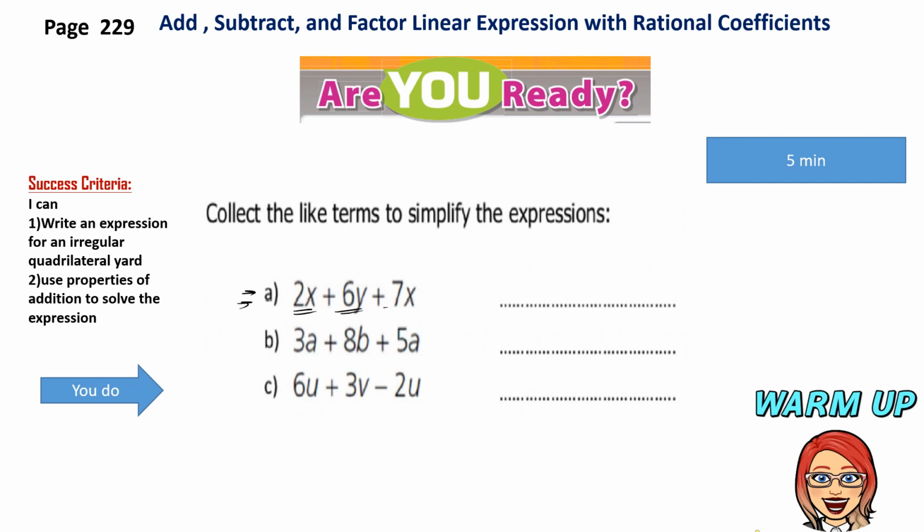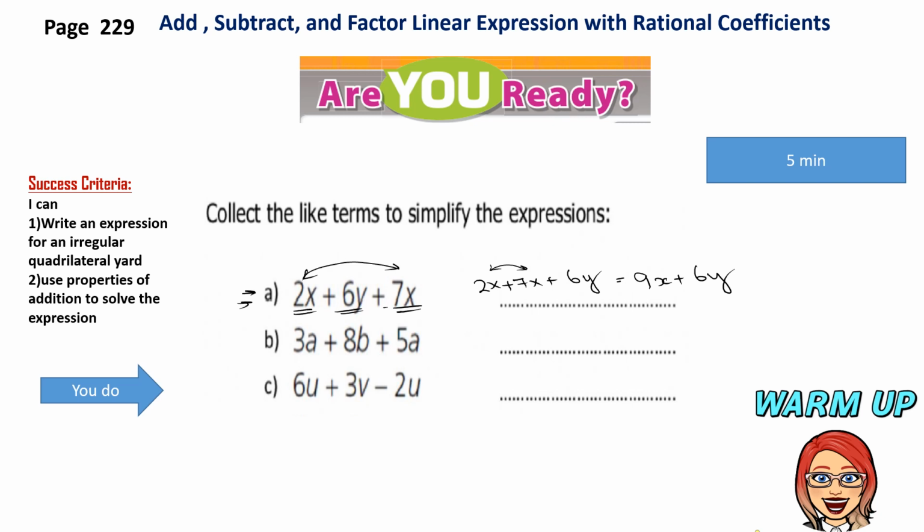So 2x here and 7x here. Can we add 2x and 7x together? Yes, and I can write 2x plus 7x, I can write them together. And in the end, I will write plus 6y. Now how much does 2x plus 7x equal? It will be 7 plus 2, 9x. And then y cannot be added, so just write the 6y as it is.